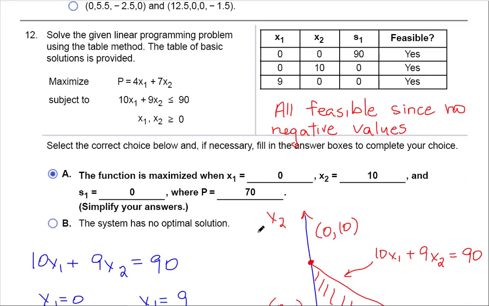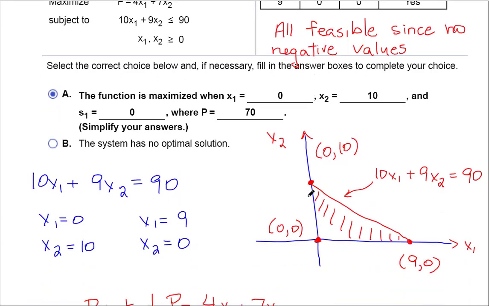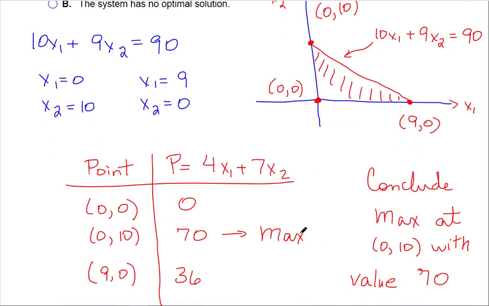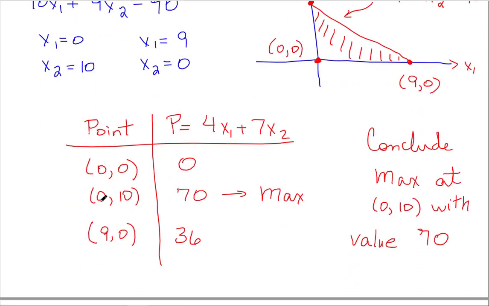All right, let's see here. We're given a system. We would like to maximize this. Well, everything is feasible because they're all positive. So let's see what's going on here. Well, here's my graph. Here's my line. Okay, the feasible region is here. Here are all my corner points. So let's make a table and we're going to plug in each of the corner points.